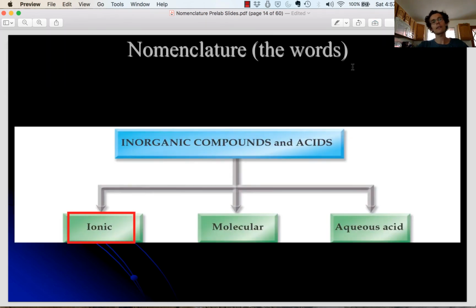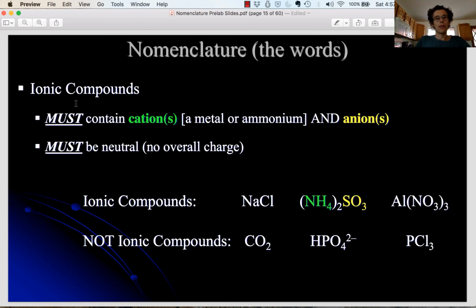All right, so let's summarize the three types of compounds and what you're going to encounter with each before we jump into the nitty-gritty of naming. Ionic compounds are always going to contain a cation and some kind of anion. Overall, they are going to be neutral. They're not going to be charged. Ionic compounds include things like sodium chloride, ammonium sulfite, and aluminum nitrate.